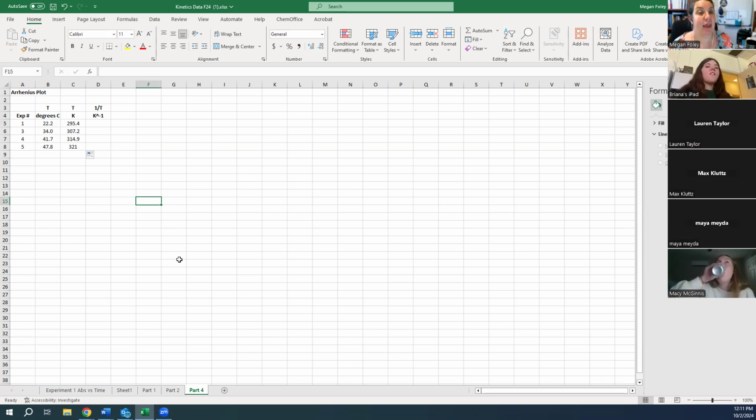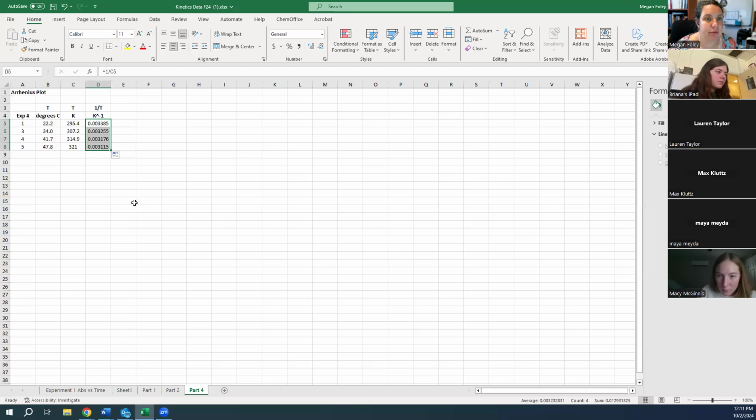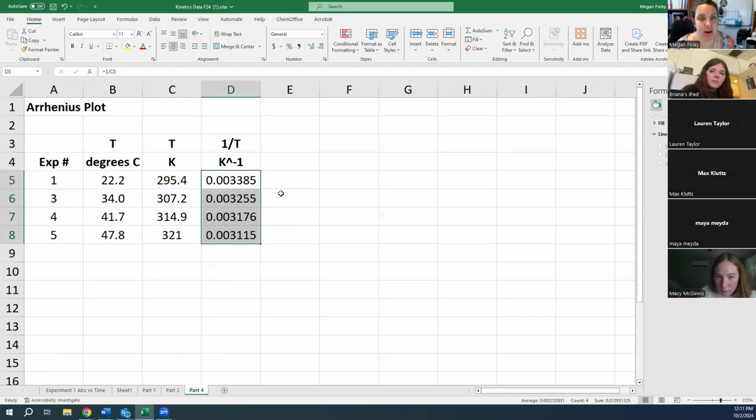Okay. After that, we're going to take 1 over that temperature value. So we're going to type equals 1 / and then the temperature in Kelvin, and enter. And then apply that again, as you get numbers that look something like that.